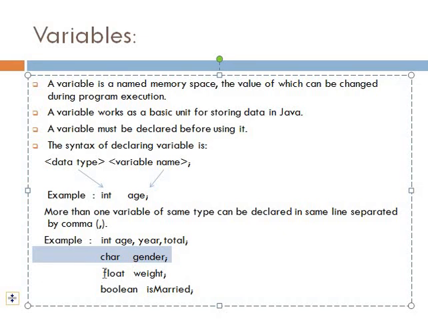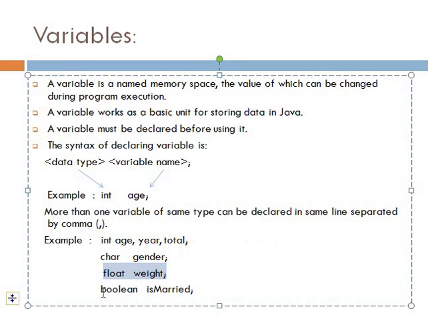Then look at this statement, float weight. I have declared a variable weight whose data type is float. Now since float is a data type which represents real numbers, this variable can take fractional numbers comprising decimal parts. Examples of values that this variable weight can hold are 68.2, 55.7, 10.9, etc.